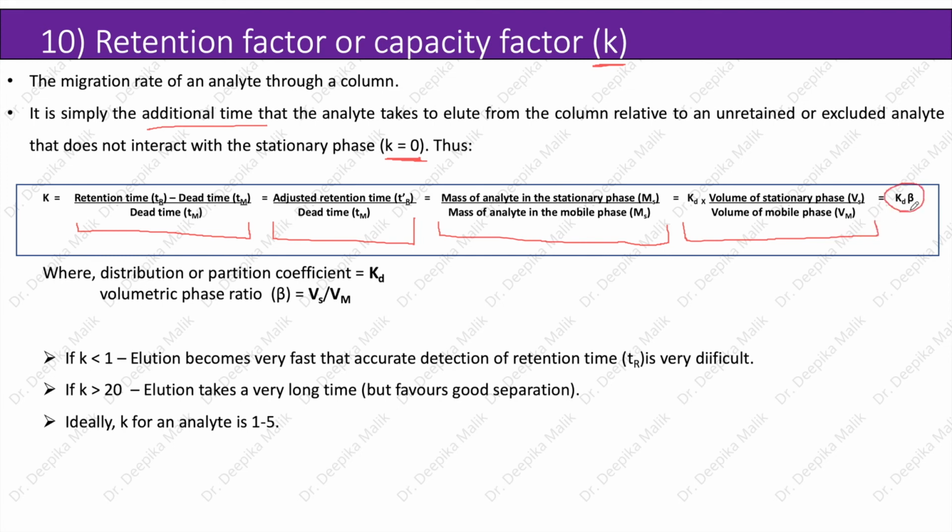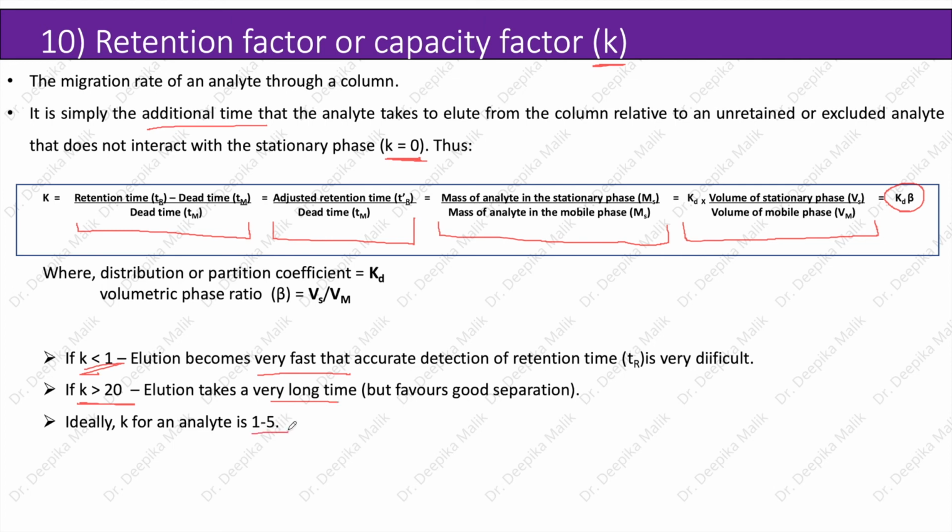Now, if the retention factor is less than 1, it means that elution becomes very fast, so accurate detection of retention time is very difficult. And if the retention factor is more than 20, it means that elution takes a very long time but favors a good separation. Ideally, the retention factor for an analyte should be between 1 to 5.